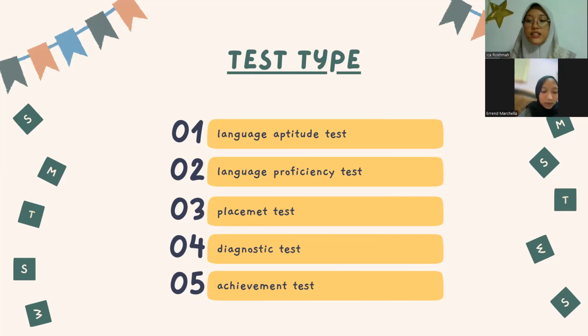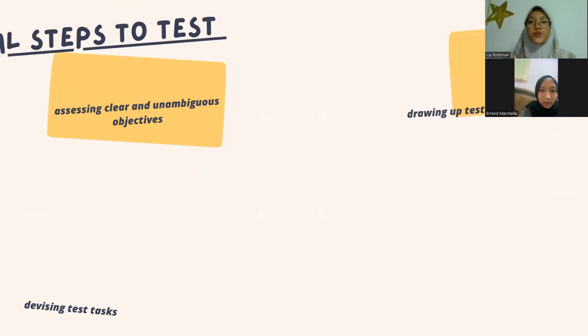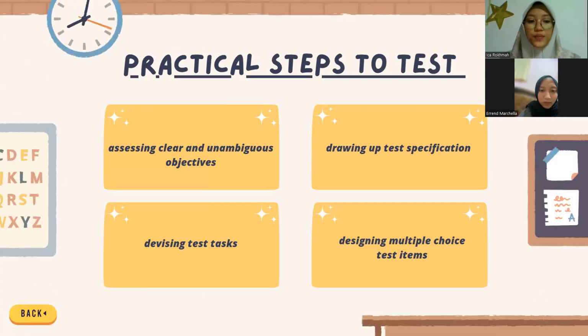And the third one is diagnostic test. This test is designed to diagnose the specific aspects of a language. And then the last one is achievement test. Achievement test is related directly to the classroom, lessons, units, or even a total curriculum. Okay, everyone, let's move to the practical steps of test construction.